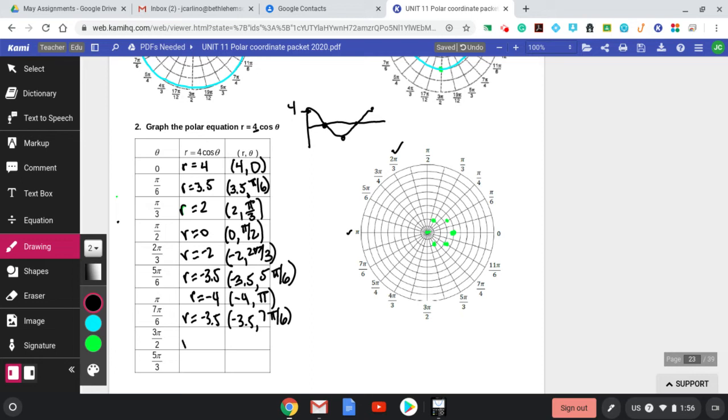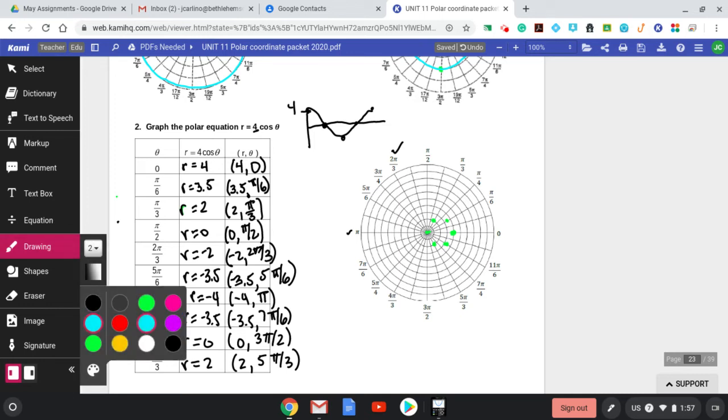I've already done this, but this will be r equals 0. So it'll be 0, 3 pi over 2, and we already graphed that point at the pole. And then at 5 pi over 3, r equals 2. So you have 2, 5 pi over 3. If you go to 5 pi over 3 and go 2 units out, we've already graphed that. So right now, that is our graph. Okay, it is another circle, much smaller and moved. There's my graph for that one.